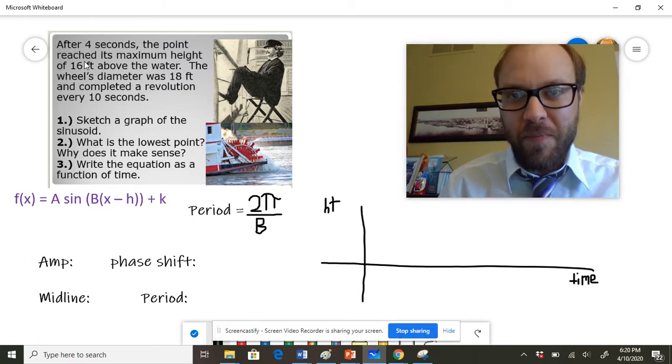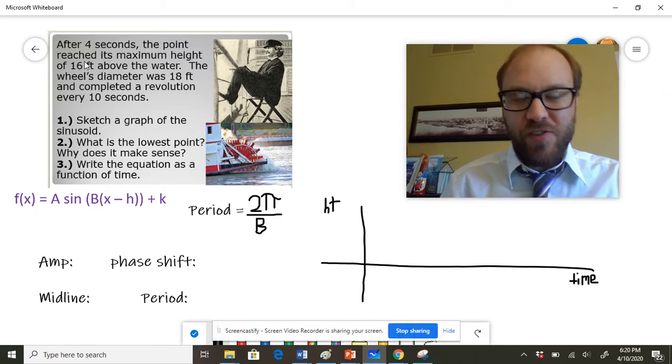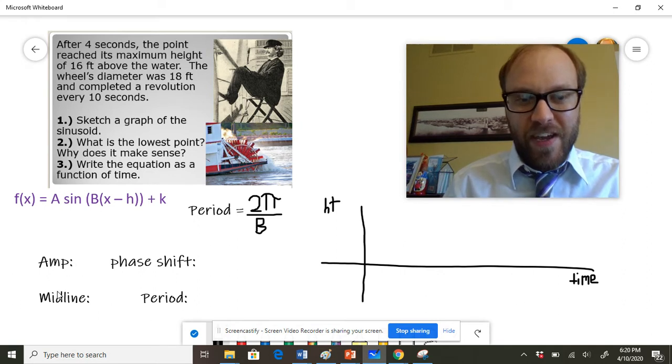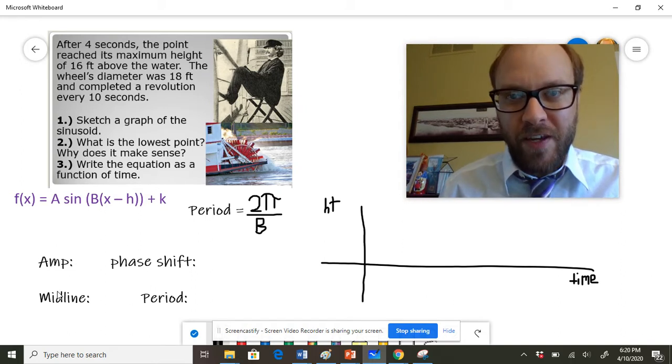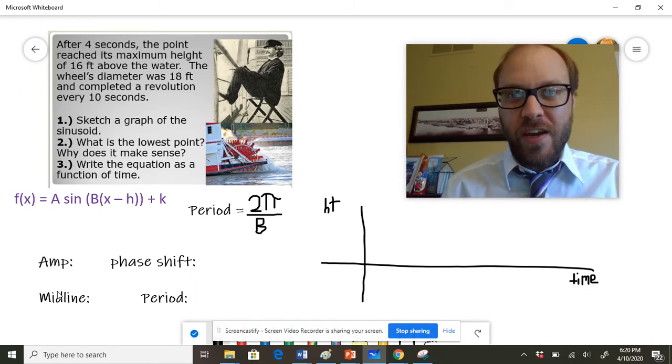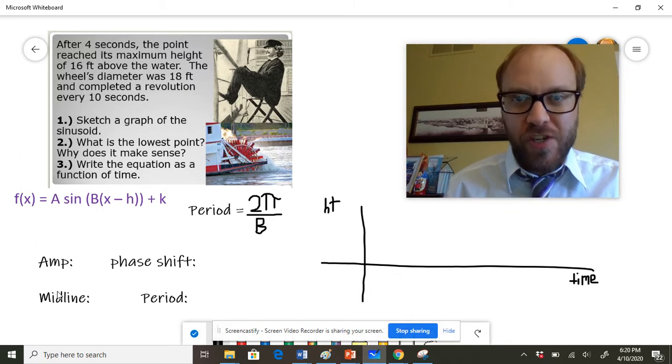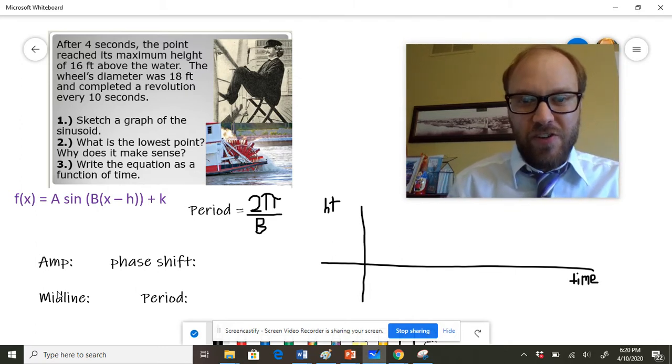And the key here for me, though, is writing the sinusoidal function equation. Okay, and just like normal, if we can find an amplitude, phase shift, midline, and period, this is going to be a piece of cake. My suggestion is, because we're already pretty good at writing the equations by looking at graphs, try to draw the graph first. If you can plot a couple of points, you're going to be able to figure out all those key features pretty easily.